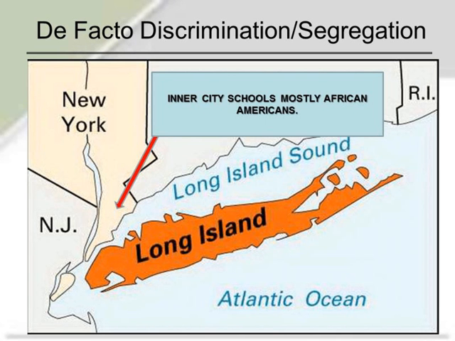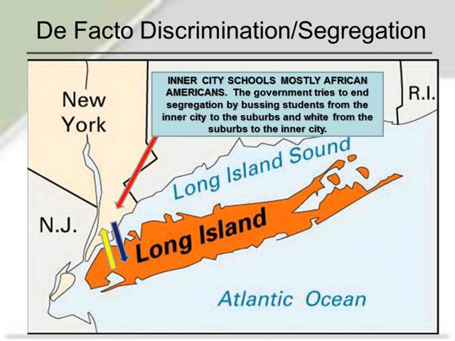Let's take a look at a map of New York, okay? When we look at New York, you'll see that many of the inner city schools are predominantly African American or predominantly people of color. What happened was the states and the federal government started these things called busing programs. And what would happen is the government would try to end these segregated schools by busing minority students from the inner city to the suburbs, and then we would bus Caucasian students from the suburbs into the inner city to try and balance out the racial makeup of each school.